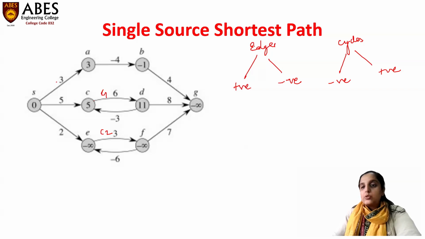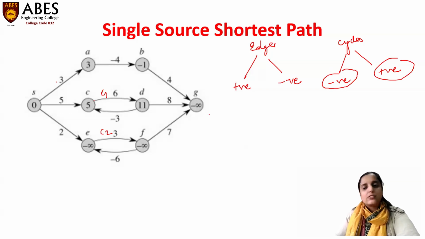Now there are two types of cycles as well. There can be a negative cycle and there can be a positive cycle. Now, what is the difference between a negative cycle and a positive cycle? Let's take one simple example.